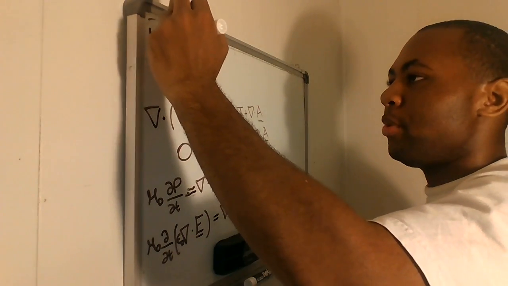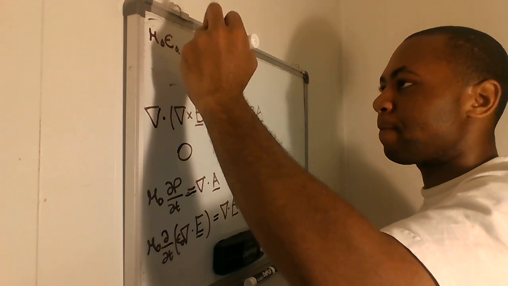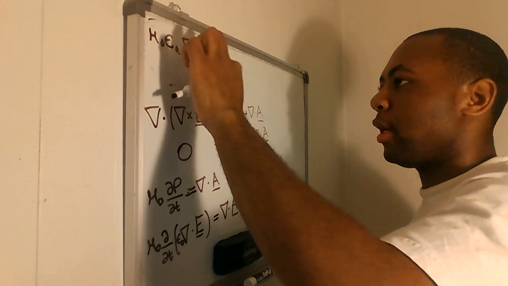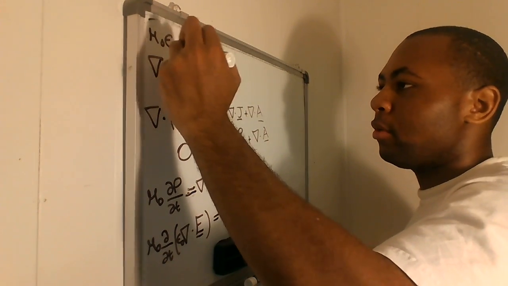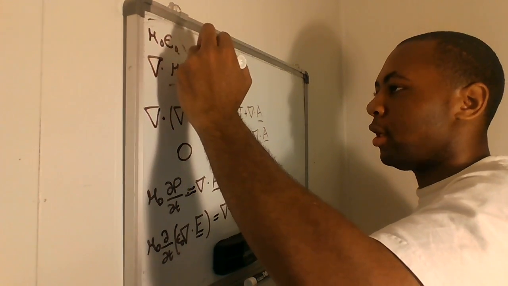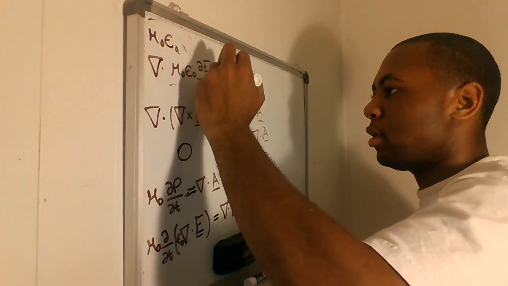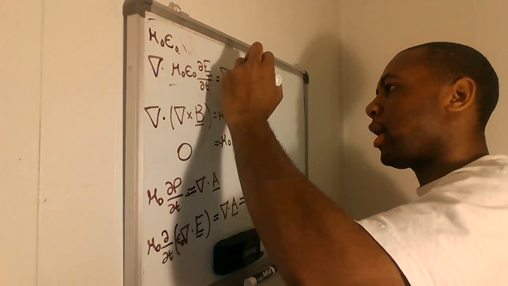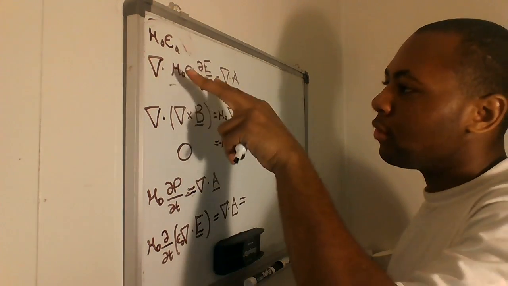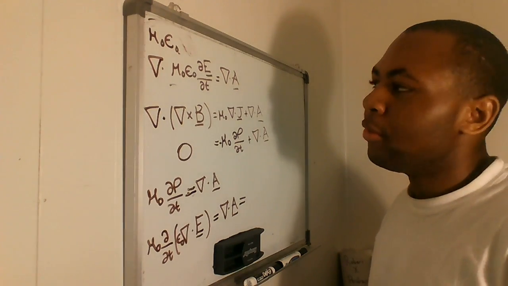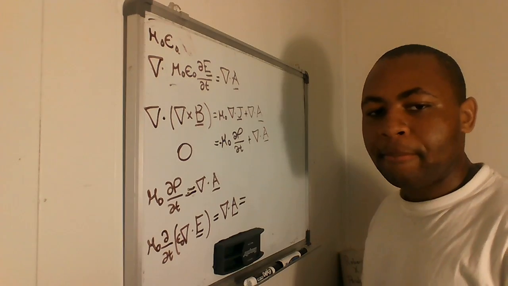We've got a mu naught epsilon naught del. Well, actually, you can take del even further out because these are constants. So del mu naught epsilon naught dE vector dt equals del dot A. We have a new relationship for A now. A is that. This is actually 1 over c squared, c being the speed of light.